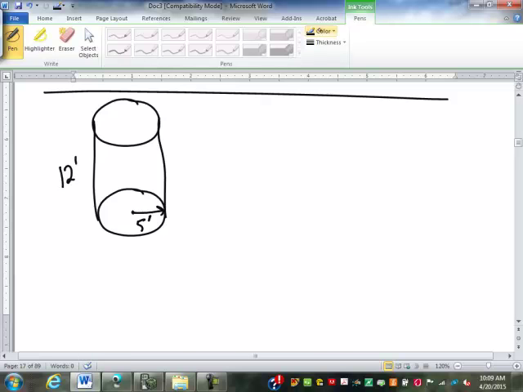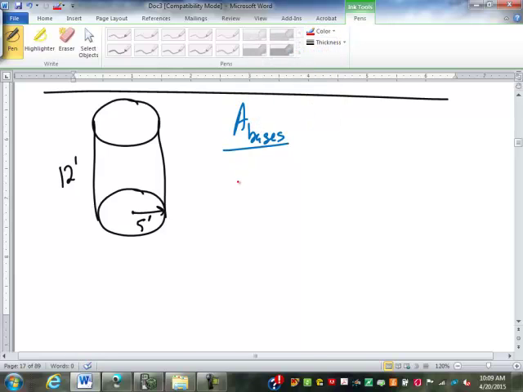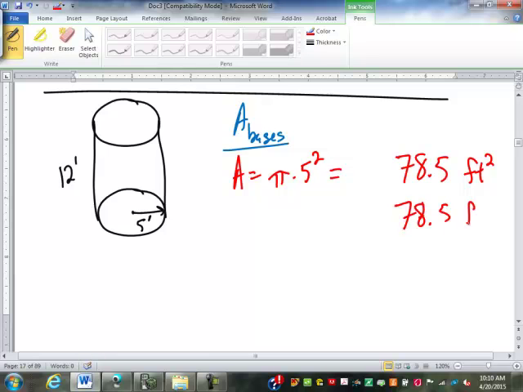Let's find the surface area of this. How, you might ask? Well, first step is the area of the bases. How do I find the area of the base here? Pi times 5 squared. 5 squared would be 25, so pi times that is 78.5 square feet. And again, there's another one on top, so I'm writing it down twice.